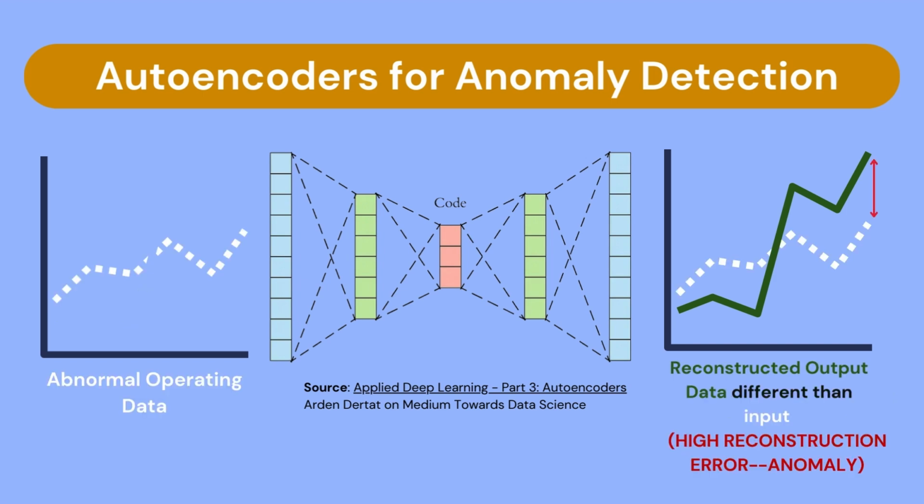Therefore, hypothetically, when we try to reconstruct input data that is abnormal, the autoencoder will fail to do so because it will be totally different from what it was trained upon. And therefore, the reconstruction error will be very high. So we can use the reconstruction error as the indicator for anomalous behavior. Let's test this hypothesis out and see the potential of autoencoders for anomaly detection.